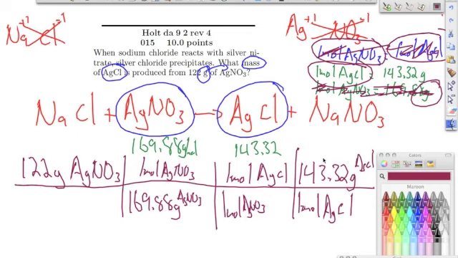What we'll end up doing is multiplying our 122 times 1 times 1 times 143.32, all divided by our 169.88, and we should get an answer right around 102.93 grams of our silver chloride.